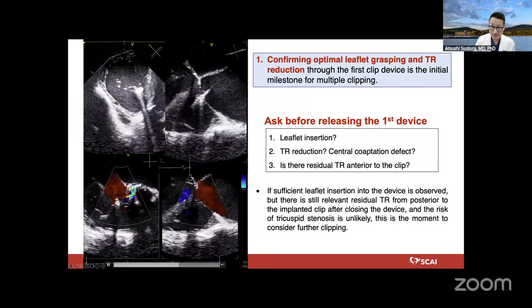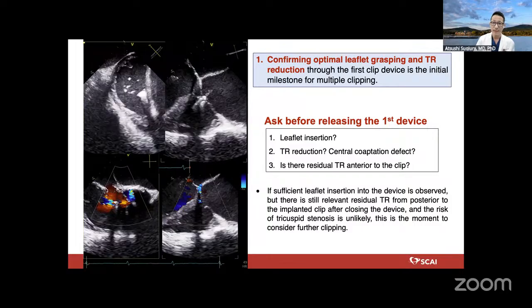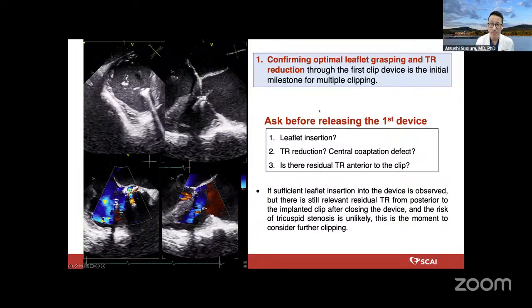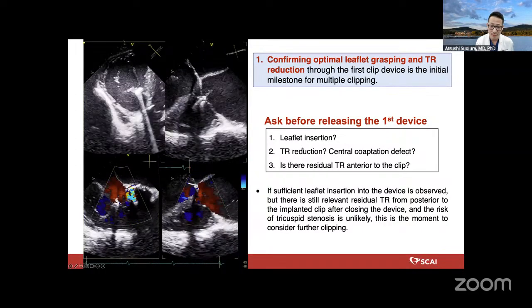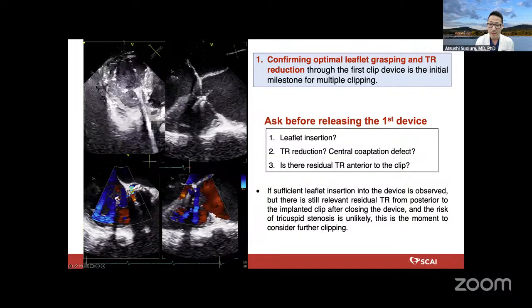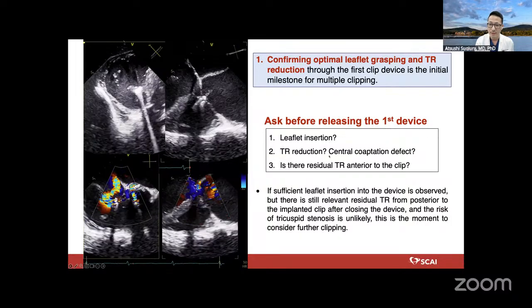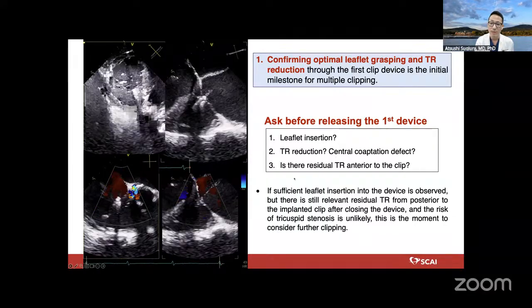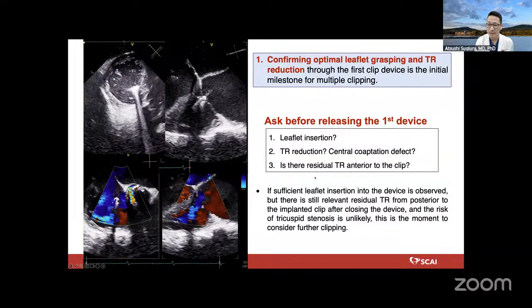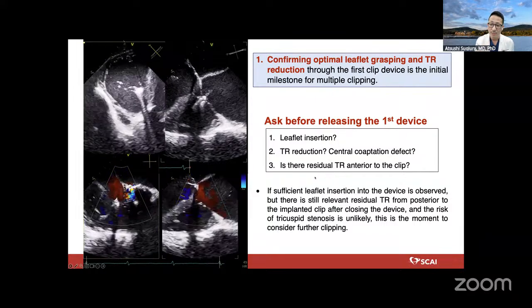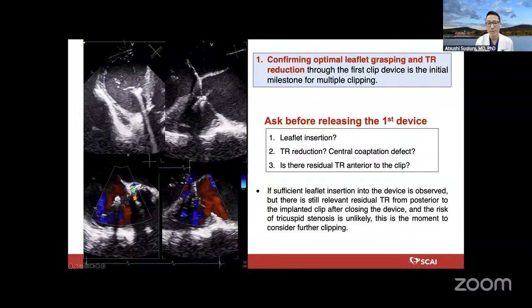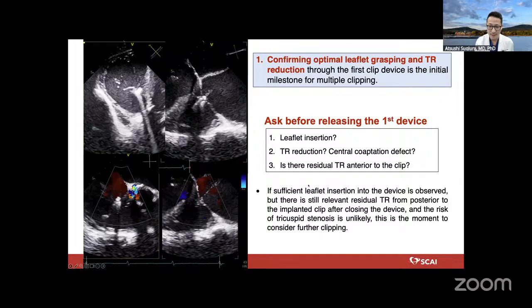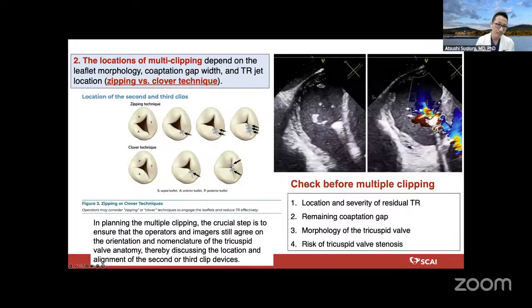The first key point is confirming optimal leaflet grasping. The first device is very important, so we need to check the leaflet insertion, as pointed out by the previous speaker, and the TR reduction. Do we have TR reduction, and do we have residual TR from the anterior or not? If we are happy with the first device, but you still have residual TR from the posterior to the first device, then it's time to go to multi-clipping.